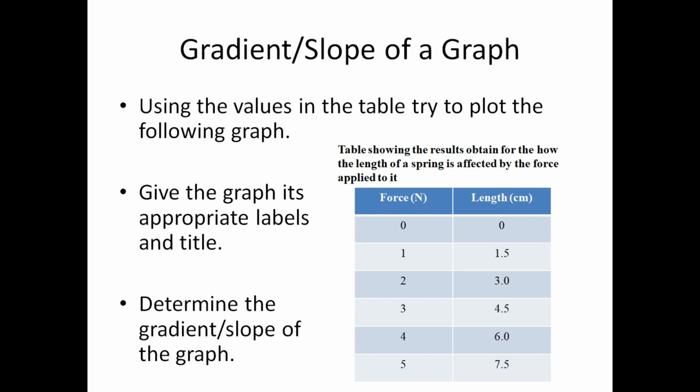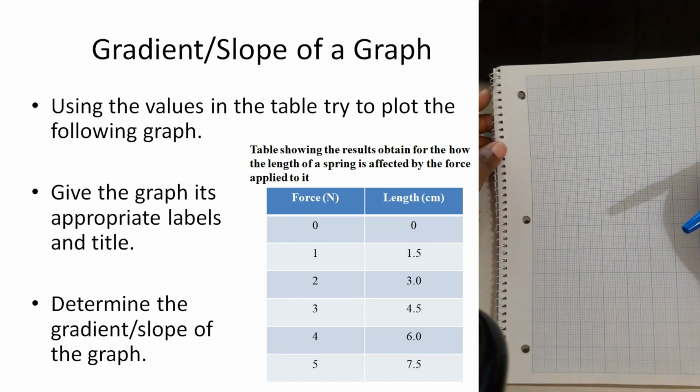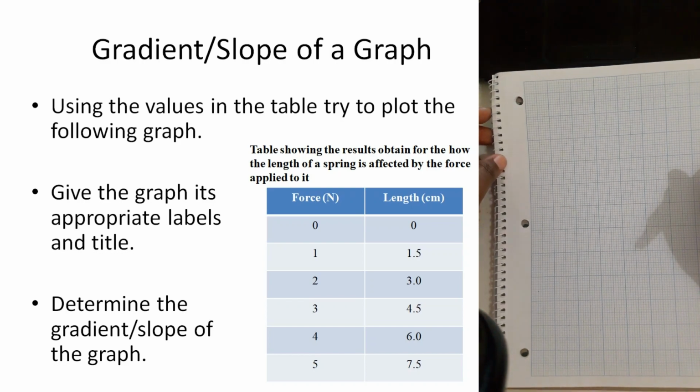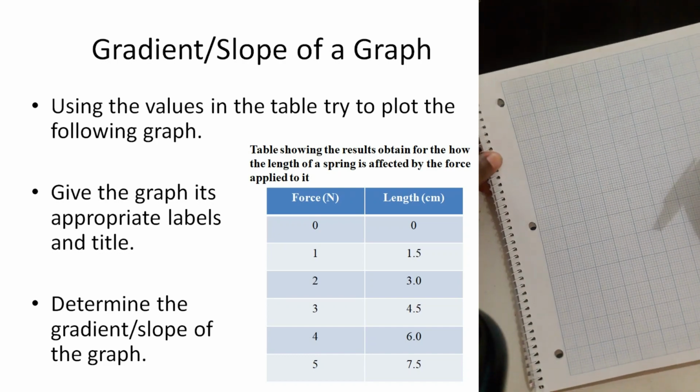Now it says, using the values in the table, try to plot the following graph. Give the graph its appropriate labels and title, and determine the gradient or slope of the graph. So here we go again. This time we're dealing with a table showing the results obtained for how the length of a spring is affected by the force applied to it. So a little graphical. So let's go.